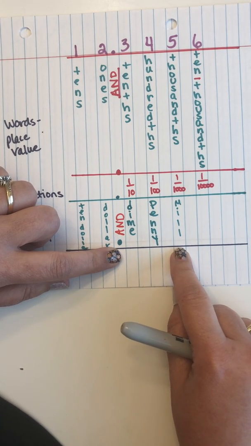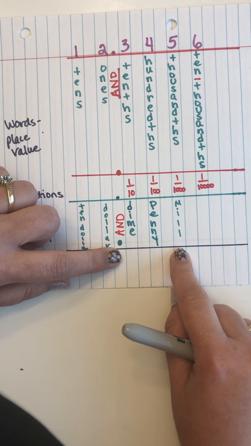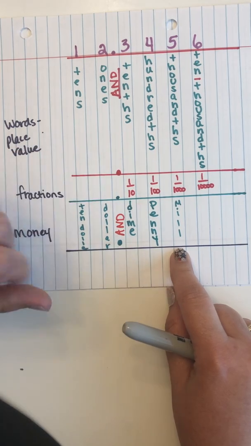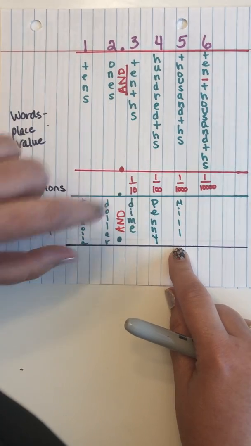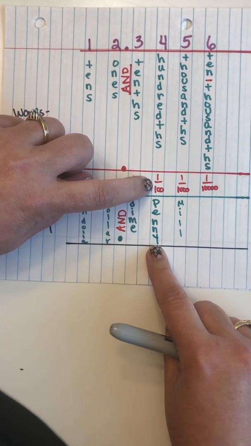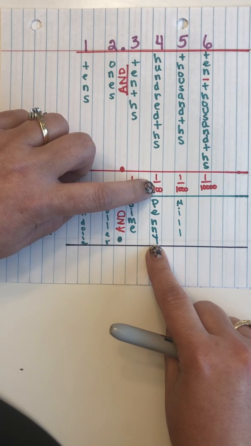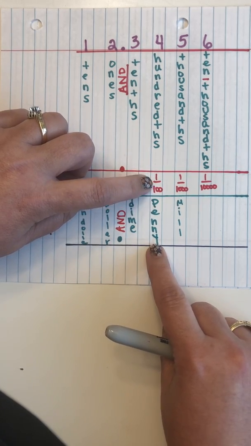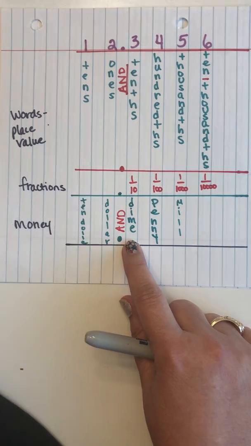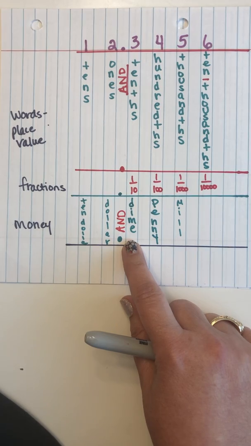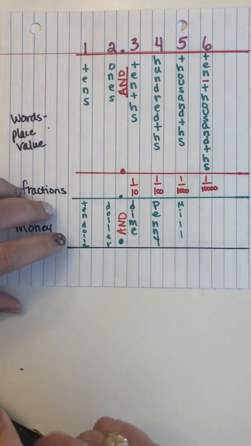Now that is not a coin, that is not in print in our circulation in our country, but it is represented as 1/1,000th of a dollar, whereas a penny is 1/100th of a dollar. You need 100 pennies to make a dollar. So a penny is 1/100th. You need 10 dimes to make a dollar. So a dime is 1/10. Okay? So there's a little bit more place value review. So now we're going to start working problems using our place value.